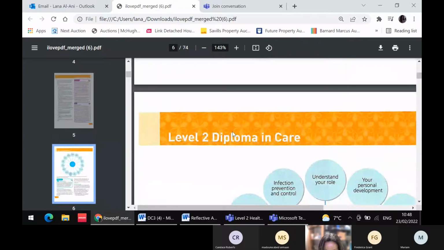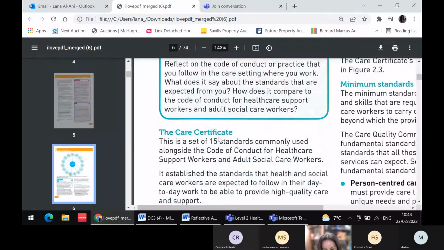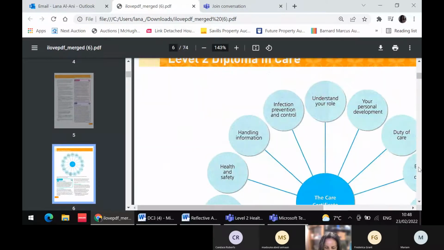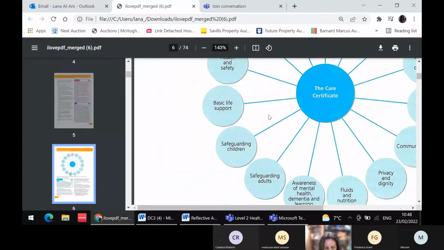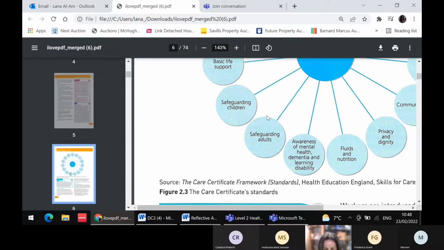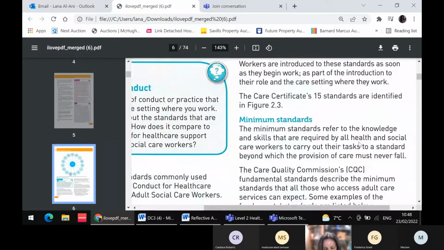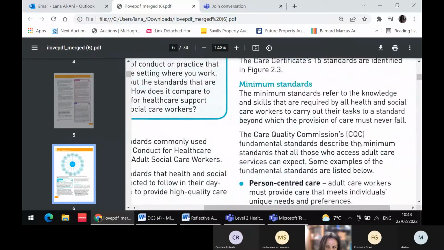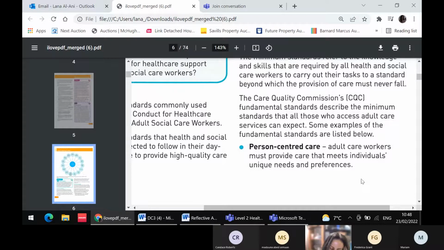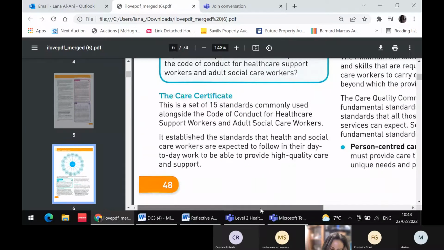And then you need another standard, which is the care certificate. As we said, there are 15 standards, and just put them all in. Write them down and then say that they are very important for any adult care worker who works in the United Kingdom. And then the third standard is the minimum standard, which is the minimum requirement by the Care Quality Commission for any health and social carer to work in the UK taking care of adults, which is person-centered and all these points as well.